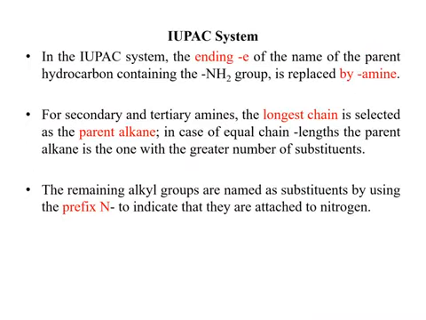In the IUPAC system, the ending E of the name of the parent hydrocarbon containing an NH2 group is replaced by amine. For secondary and tertiary amines, the longest chain is selected as the parent name. As usual, as we know from the nomenclature of alkanes, alkenes, alkyls, alcohols, and phenols, the longest chain is taken as the parent chain.